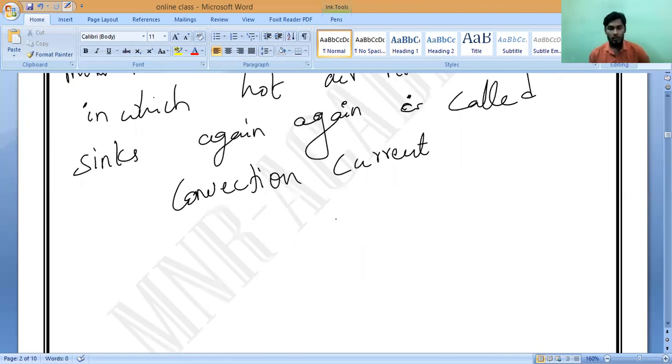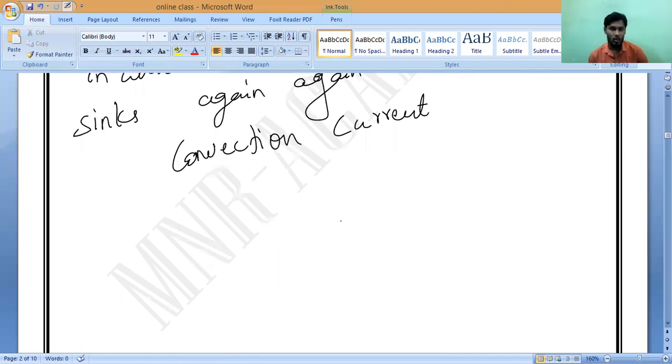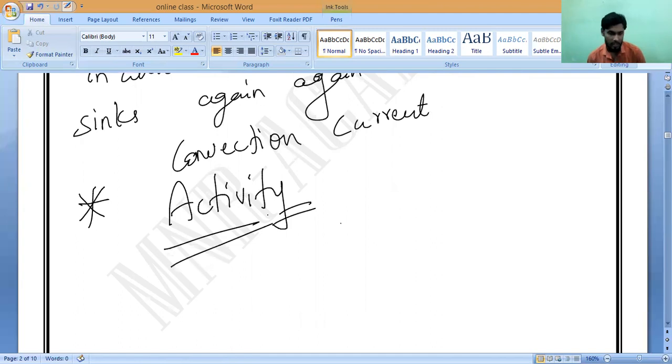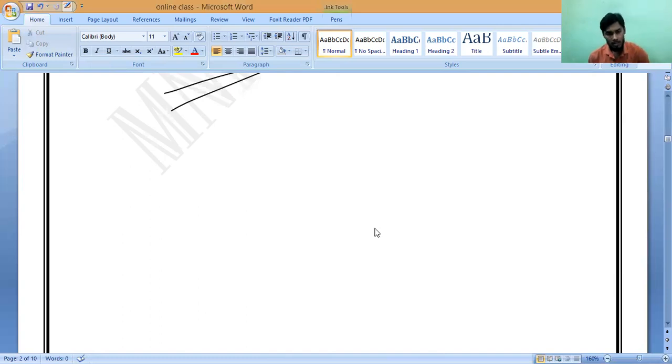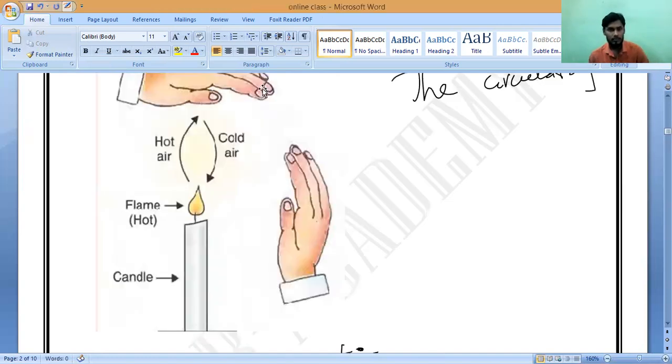Yes, sir. Now, if you want to understand whether this is true or not, let us do an activity. Today night you can try, but be very safe. To prove that convection is taking place in air, we can do this activity. You just have to take one candle. Do you have a candle in your home? Yes, sir.